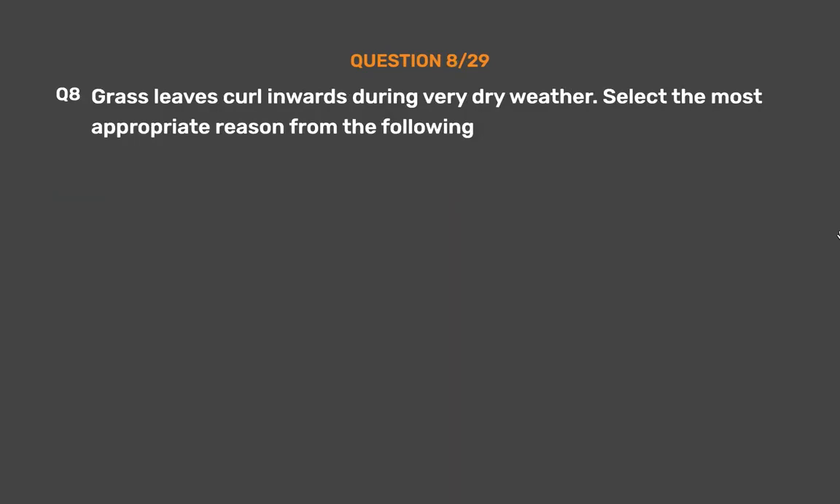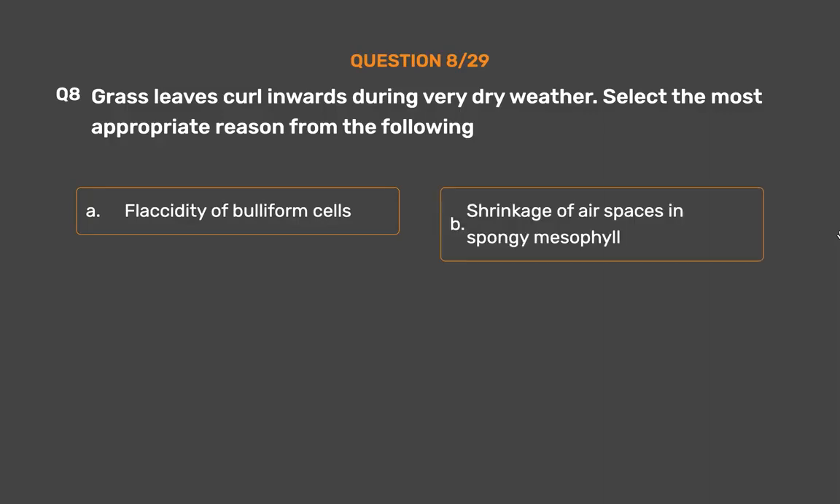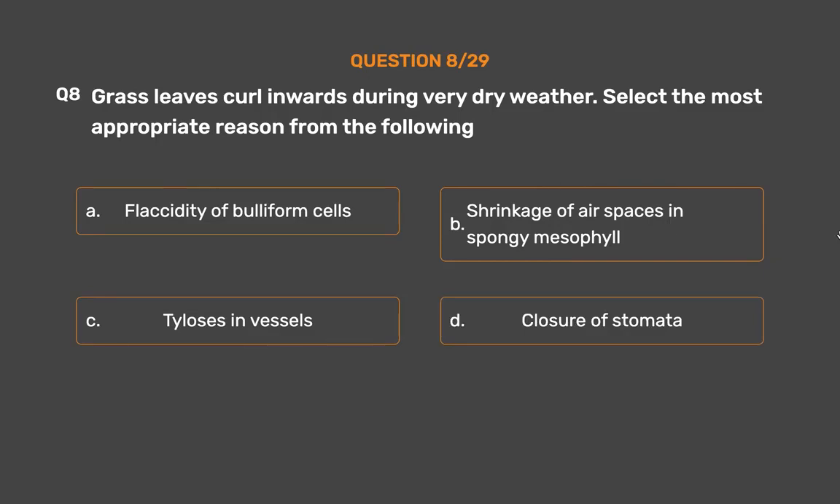Question number 8. Grass leaves curl inwards during very dry weather. Select the most appropriate reason from the following. Option A. Flaccidity of bulliform cells. Option B. Shrinkage of air spaces in spongy mesophyll. Option C. Tyloses in vessels. Option D. Closure of stomata. The correct answer is option A.